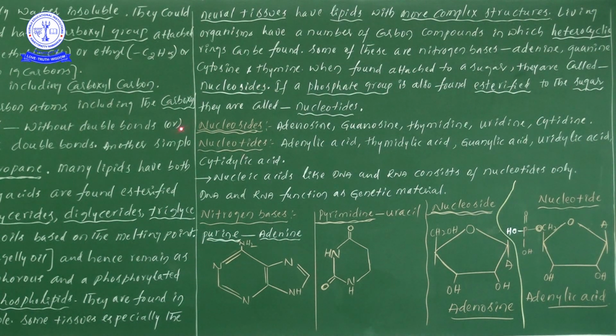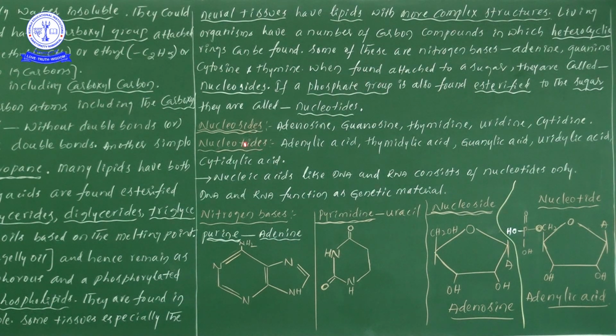Next one, nucleosides. Once you see, what are those? Adenosine, guanosine, thymidine, uridine, cytidine. Thymidine we will find in DNA, and uridine is present in RNA. So what are the types of nucleosides? Total how many types are there? Five types are there. Here the nitrogen bases, which we have discussed somewhere else, are adenine, guanine, cytosine, thymine.